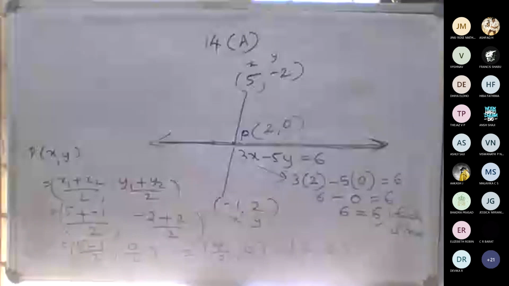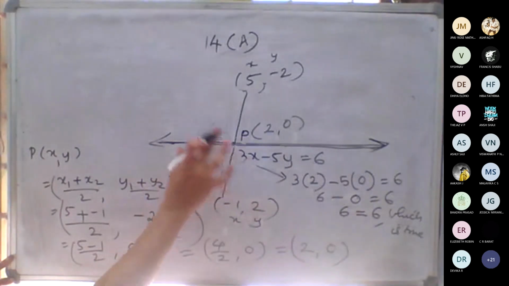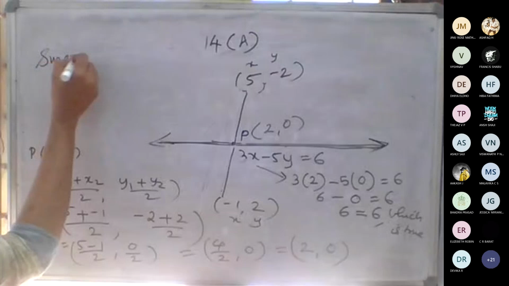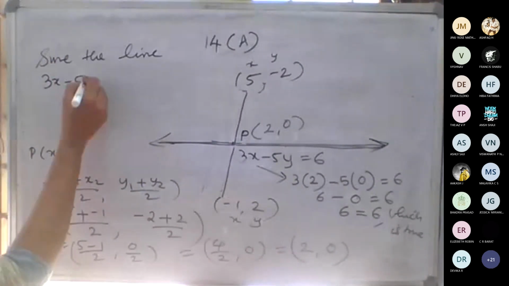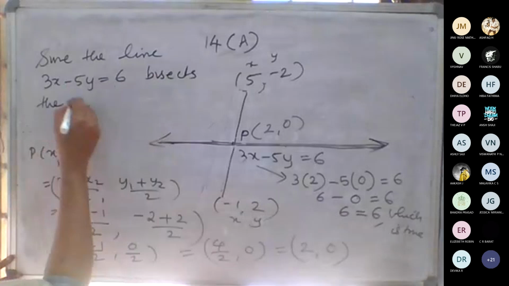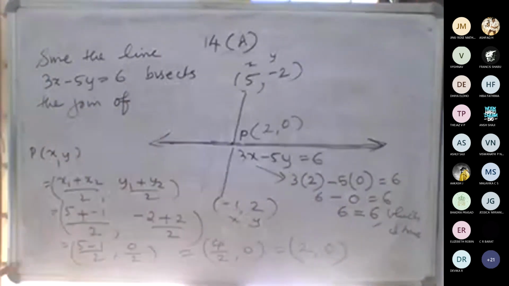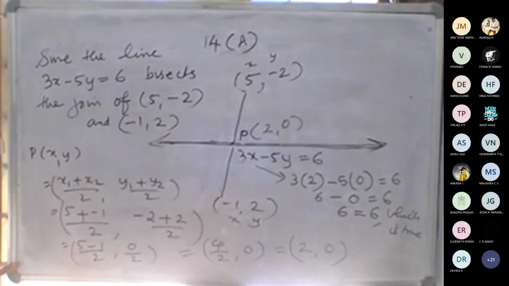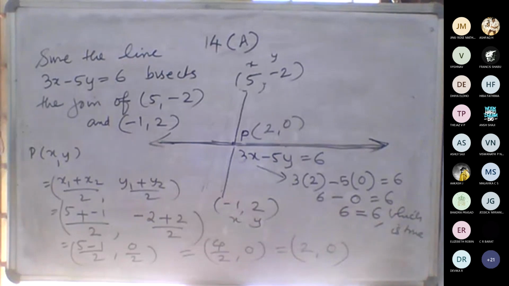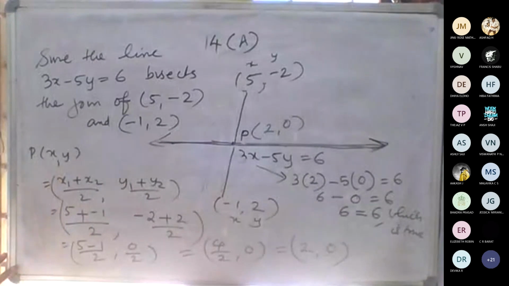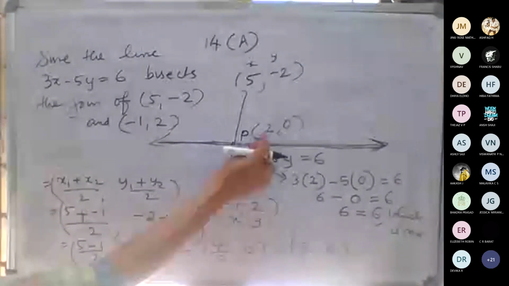Yes, ma'am. Okay. So next, what we have, right? Since that line, the line 3x minus 5y is equal to 6, bisects the join of which two points? 5 negative 2 and negative 1, 2. Since that line bisects the join of 5 negative 2 and negative 1, 2, we can substitute x is equal to 2 and y is equal to 0, which is the joining point. The joining point is 2, 0.